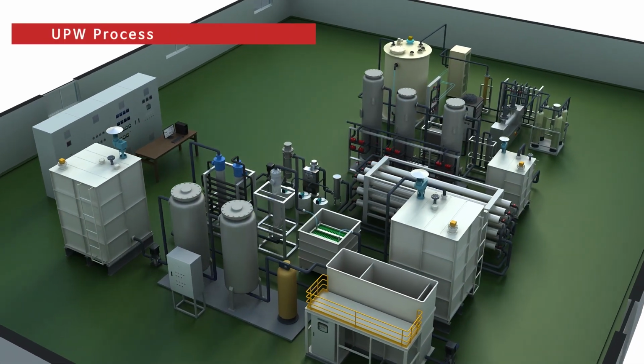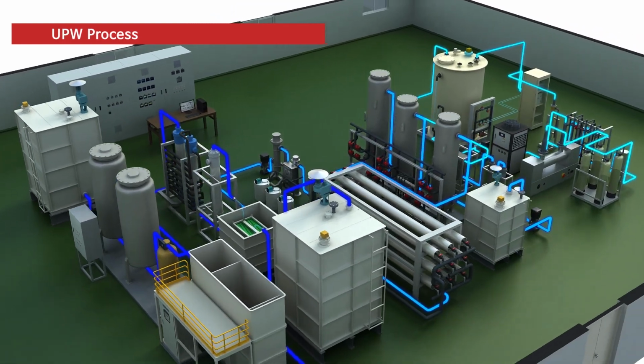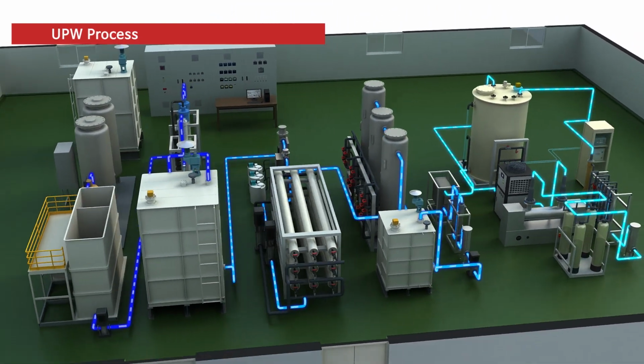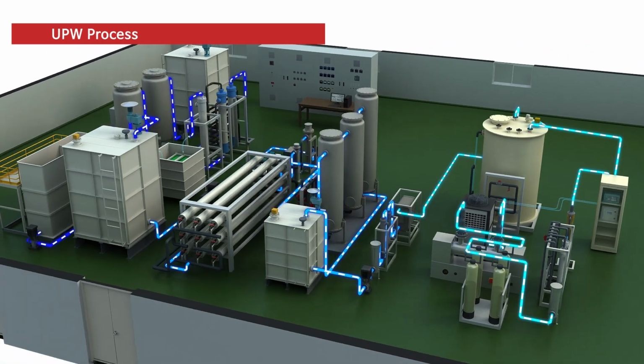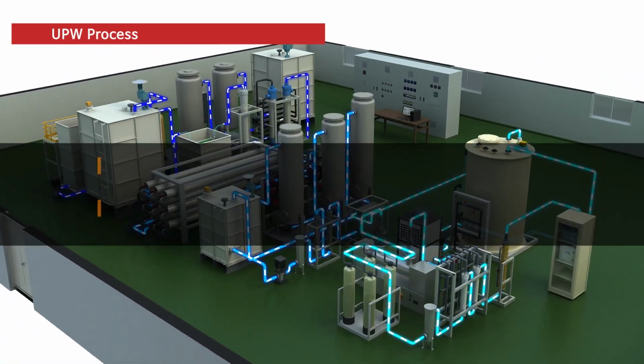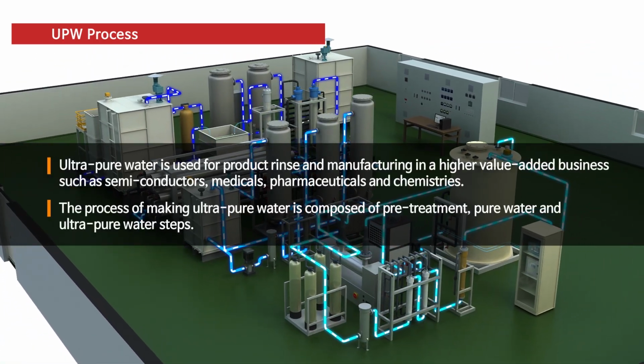To produce ultra-pure water, it goes through a 3-step process. The ultra-pure water process is composed of the pre-treatment process, the pure water process, and the final ultra-pure water process, and high-purity water is made by going through these 3 steps.